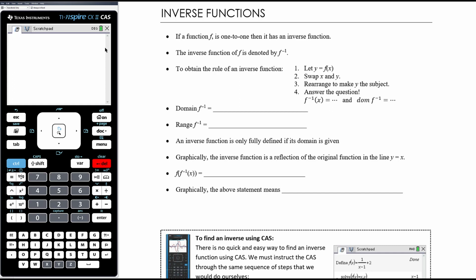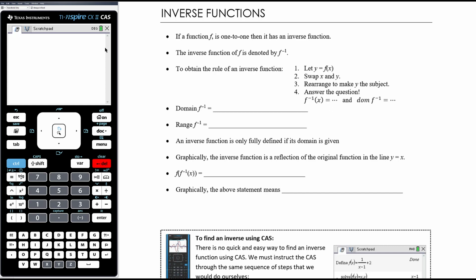So the key thing is that if a function is one-to-one, then it has an inverse function, okay? If a function isn't one-to-one, if it's a many-to-one function, it does still have an inverse. It is just that the inverse is not a function, okay? So in order for it to have an inverse function, the original function must be one-to-one. We'll come back to that when we talk about the graphical implications.